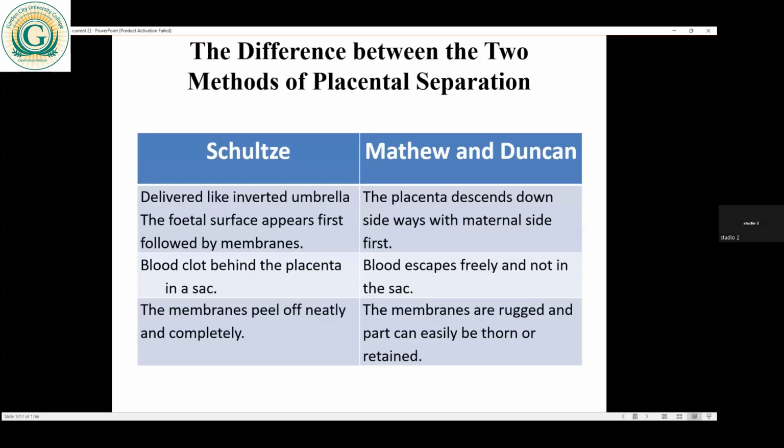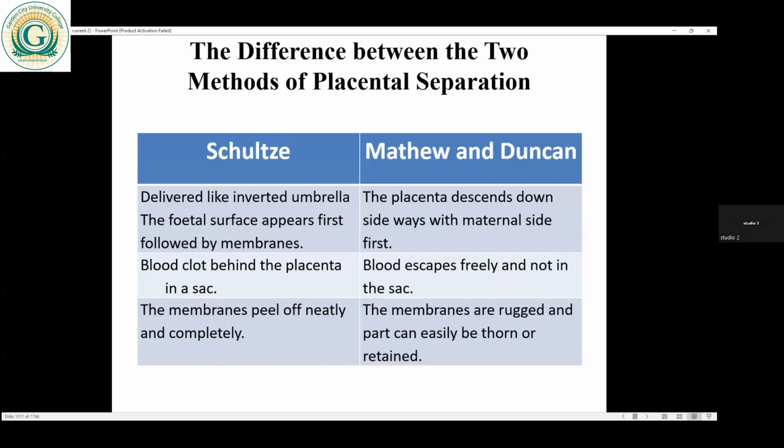Shiny (Schultze) delivery is like an inverted umbrella. The fetal surface appears first, followed by membranes. The blood clot is behind the placenta. The membranes peel off neatly and completely.